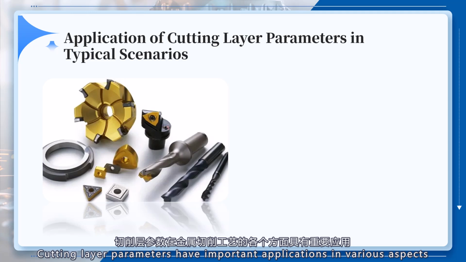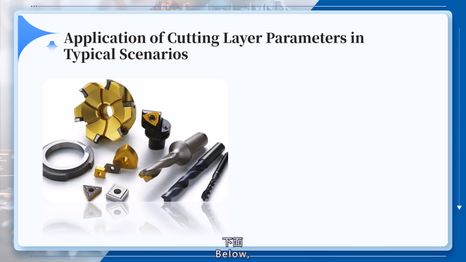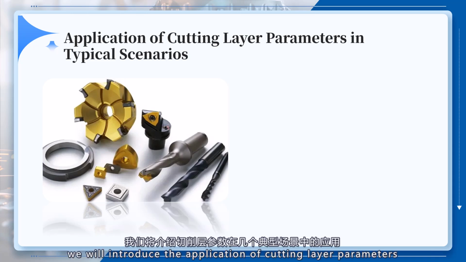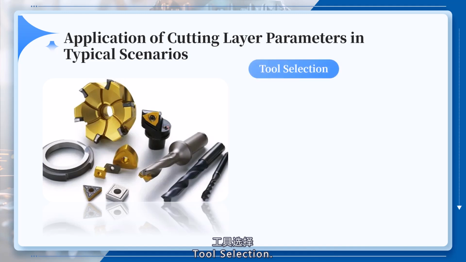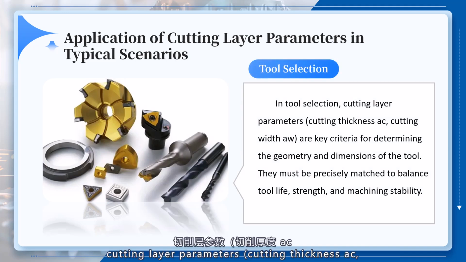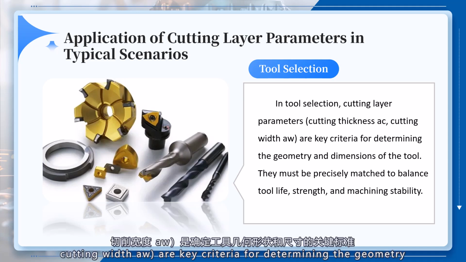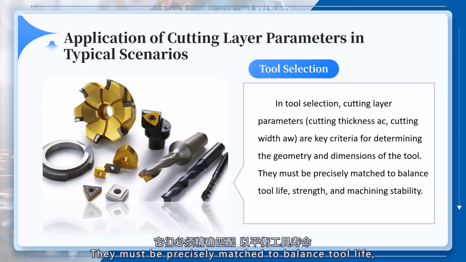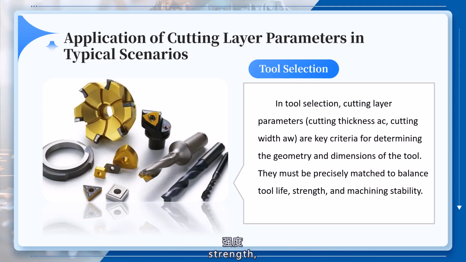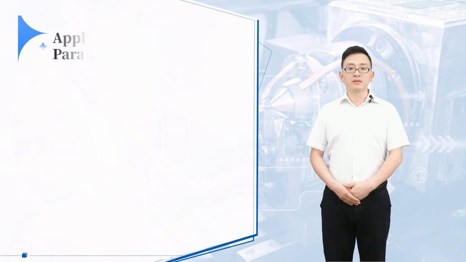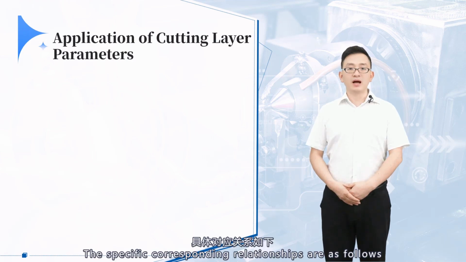Cutting layer parameters have important applications in various aspects of metal cutting processes. Below, we will introduce the application of cutting layer parameters in several typical scenarios. Tool selection. In tool selection, cutting layer parameters, cutting thickness AC and cutting width AW, are key criteria for determining the geometry and dimensions of the tool. They must be precisely matched to balance tool life, strength, and machining stability. The specific corresponding relationships are as follows.